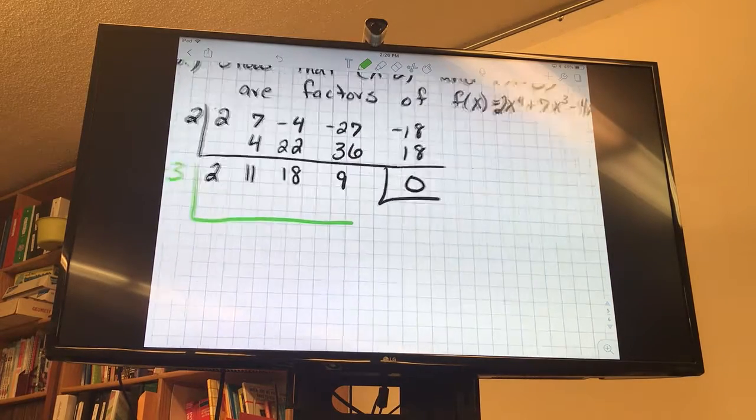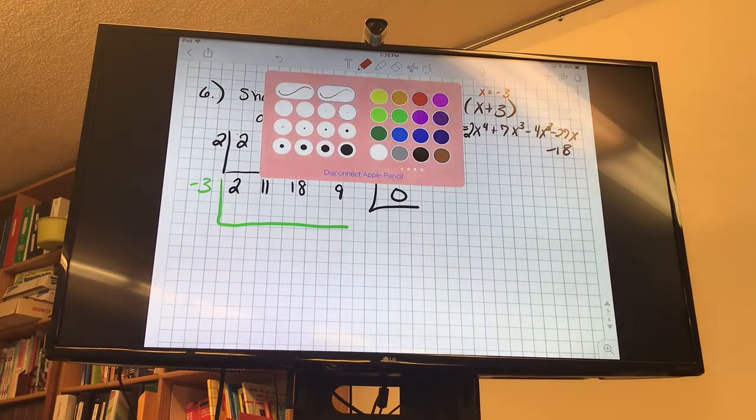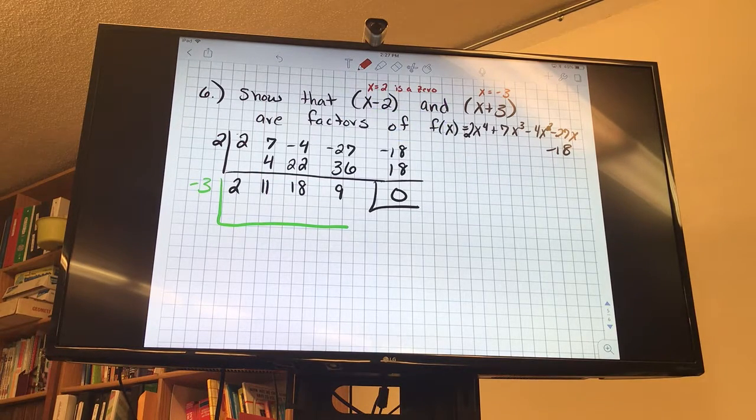Wait, how can you do that? Cause I'm confused. Okay, so basically what we've just determined is that this guy right here can be written as x minus 2 times 2x cubed plus 11x squared plus 18x plus 9. Right, this guy? Yep. Okay, so now we're dividing into this guy.